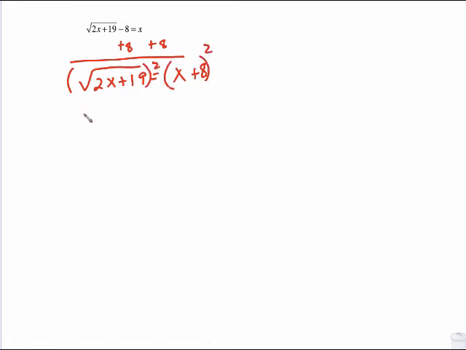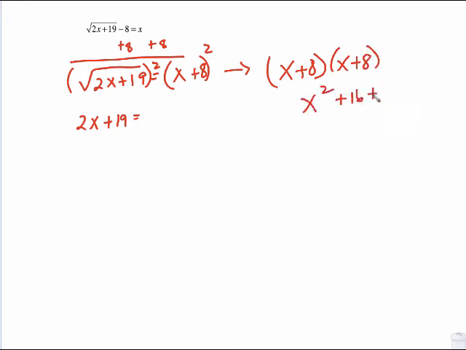Square root of 2x plus 19 squared is 2x plus 19. And then we must FOIL this binomial. X plus 8 squared is x plus 8 times x plus 8, which FOILs and simplifies into x squared plus 16x plus 64. So this is x squared plus 16x plus 64.